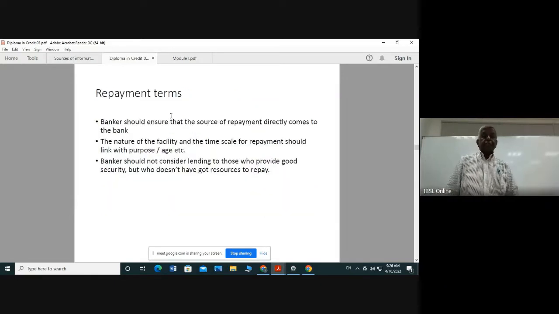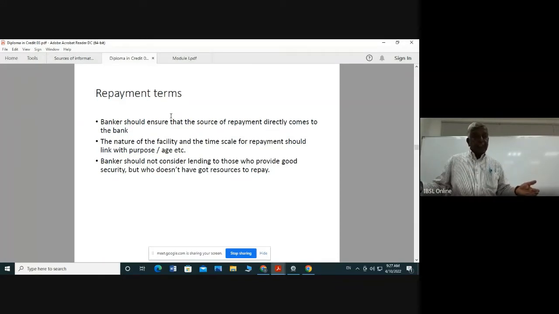Bankers should ensure that the source of repayment comes directly to the bank. We have already told you. So bankers should ensure the source of income, whether salary or various other types of income, comes directly into the bank. The nature of the facility and the time scale for repayment should link with the purpose and needs, and the age of the customer, especially for the housing loan. You must consider all these things.